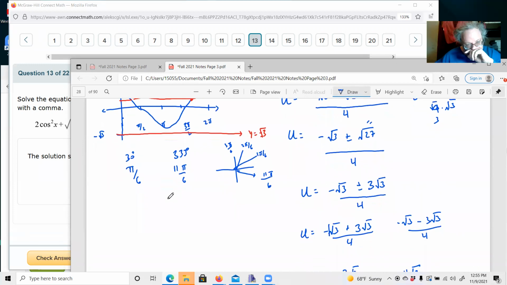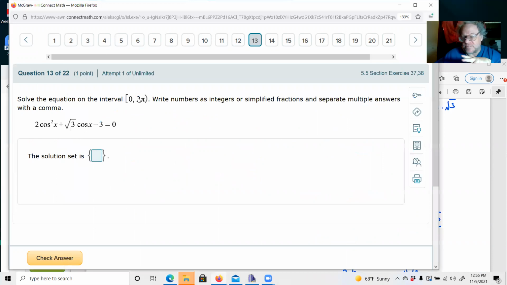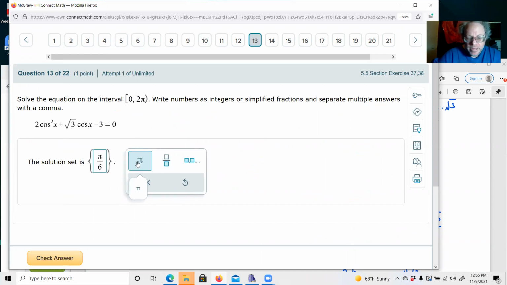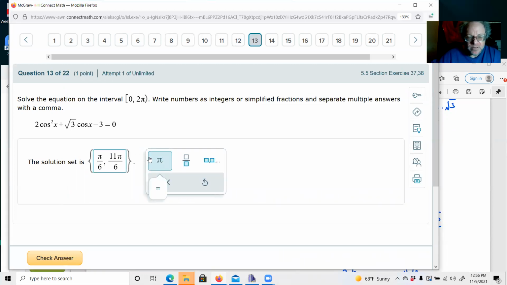So those are our two solutions, right? Our two solutions are going to be pi over 6 and 11 pi over 6. They did not have us go all the way around the circle. They just said stop here. So that's going to be our solution set. Chances are that's exactly what I've asked you. So this is pi over 6, and then comma 11 pi over 6. And those are our solutions here.